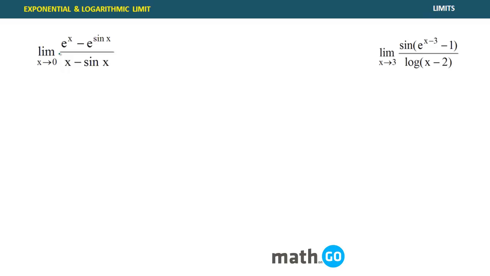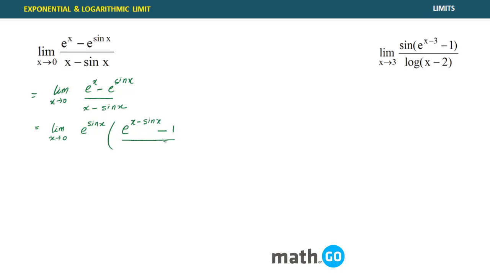Now let us solve questions based on this exponential and logarithmic form. The first question is (e raised to power x minus e raised to power sin x) divided by (x minus sin x). Now this is a very simple problem. Why? Because there is a symmetric pattern. Can you see the symmetric pattern that in the numerator the powers are subtracted, as in the denominator? This could be done by taking e raised to power sin x common in the numerator. If I take e raised to power sin x common, what will I get? I'll get e raised to power (x minus sin x) minus 1, divided by x minus sin x.